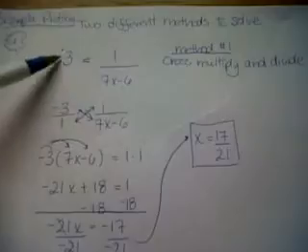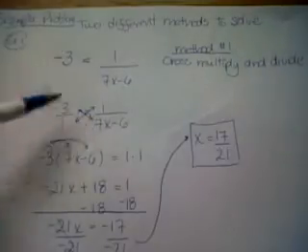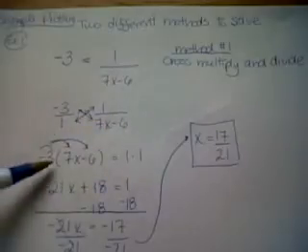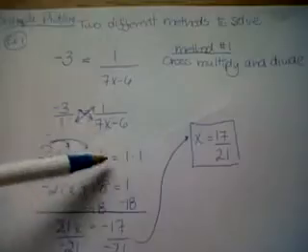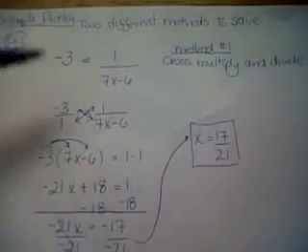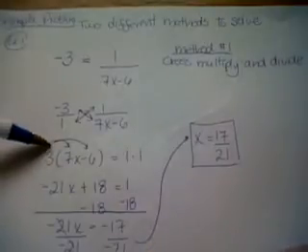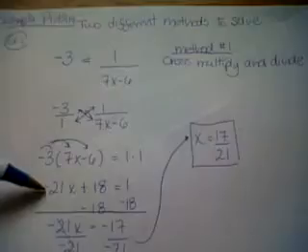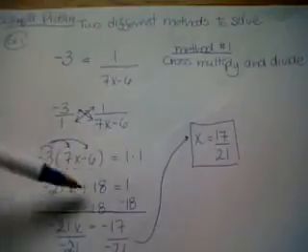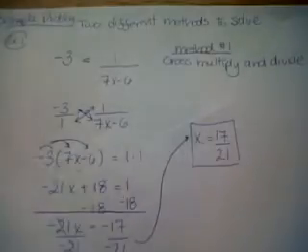Negative 3 is the same thing as saying negative 3 over 1. I'm going to cross multiply, so I'm going to go negative 3 times all of 7x minus 6, and then 1 times 1. And I say those things are equal. That's what I do when I cross multiply. Now here I need to distribute my negative 3, so I'll take my negative 3 times a 7x, which gives me a negative 21x, and negative 3 times a negative 6 gives me a positive 18. I now have an equation here that does not have a fraction.